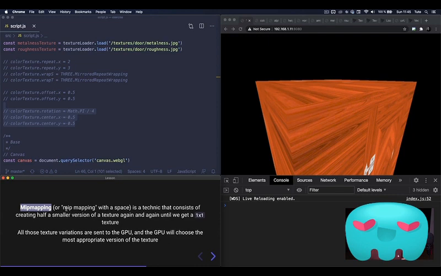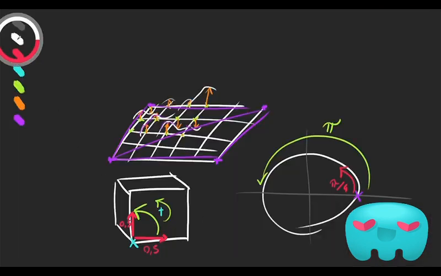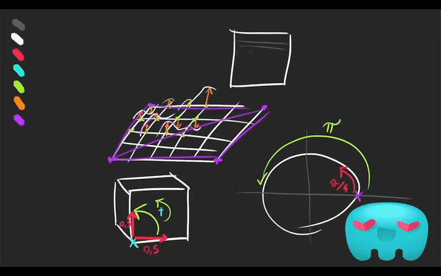The MIP mapping, you can also write MIP space mapping. I don't know which one is the right one. I see both in a lot of tutorials and articles. It is a technique that consists of creating a half smaller version of a texture again and again until we get a one by one texture. So again, we need to draw some things. We are going to use a square texture. When using the MIP mapping, we have a lot of pixels inside that texture. It looks like this and like this.